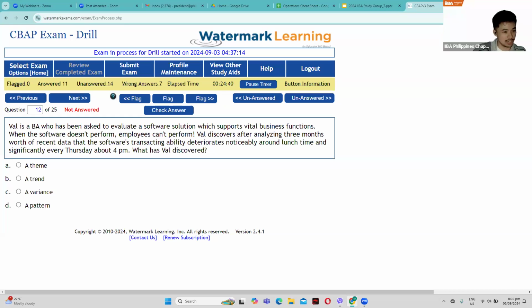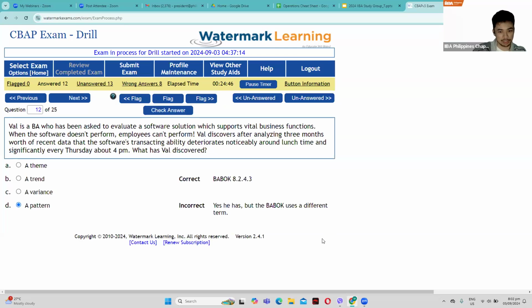Moses says letter D, a pattern. So let's try that out. That is incorrect. So that's not the term that the BABOK uses. The BABOK doesn't use the word pattern when you're analyzing the solution performance data. It uses the word trend, and that's the reference. So a little bit of a trick question.